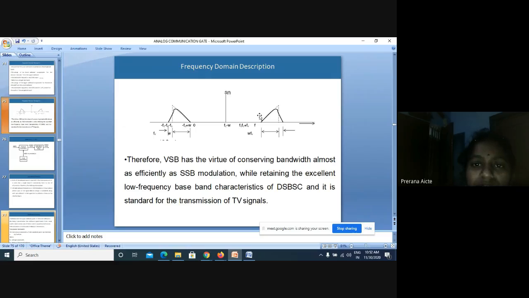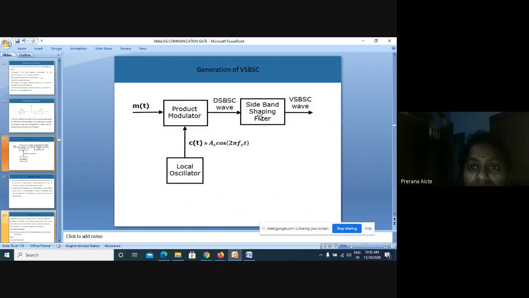This is your frequency domain representation. Just observe one complete sideband plus some vestigial part of your other sideband. For generating this VSBSC signal, we'll design a special shaping filter, in order to have one complete sideband and some vestigial part of the other sideband.